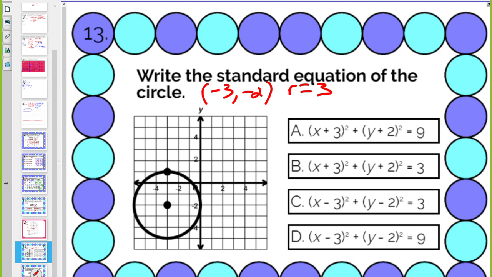So we're looking for an x plus 3 and a y plus 2. So that knocks out these. And then when you square 3, you get 9. I didn't do anything fancy to find the radius, I just counted boxes. Radius 1, 2, 3. Oh, you're checking your answers? 2 left.